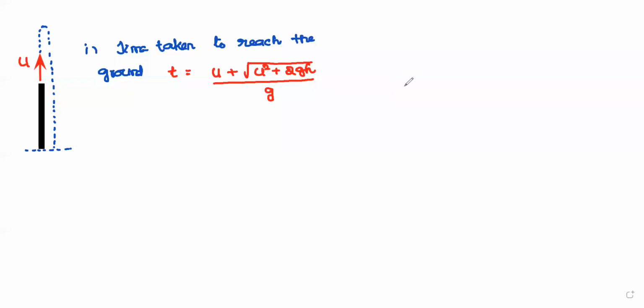Is it right, Nana? Sure. You can join again, no problem. U plus root of u square plus 2gh by g. This is the time.